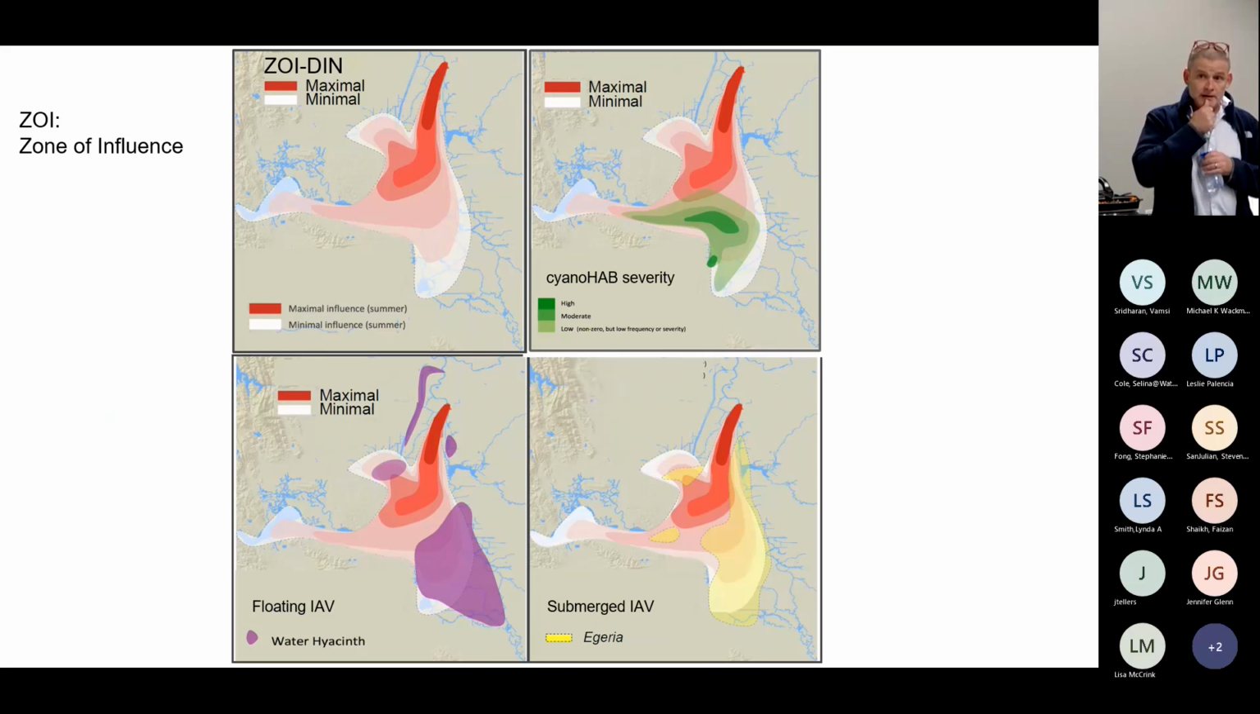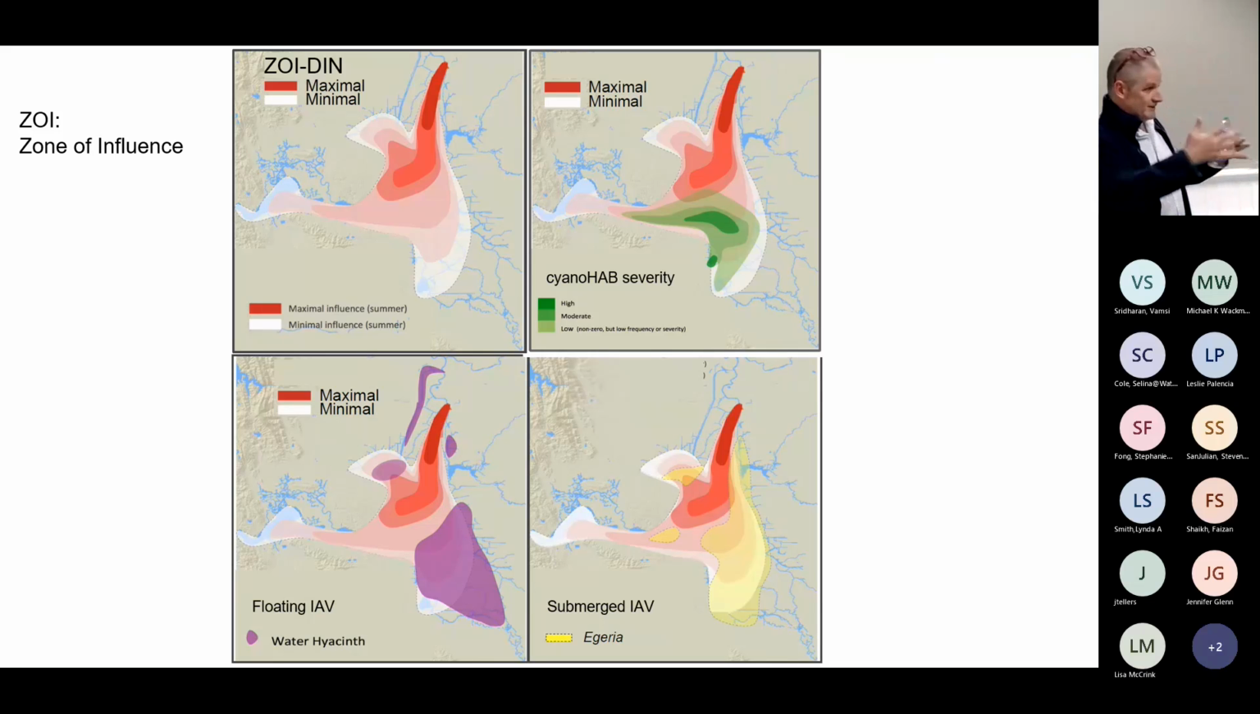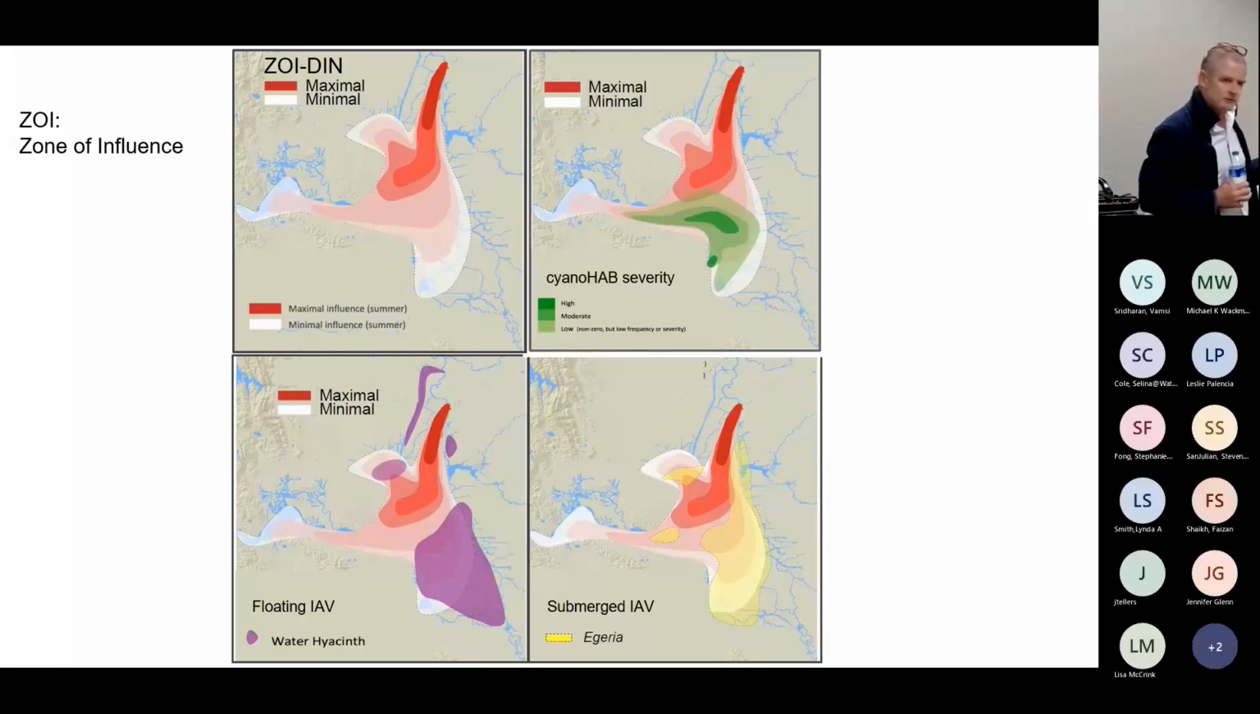and similarly, floating invasive aquatic vegetation, water hyacinth or Egeria. These are all things that are quite distant from at least the core of this zone of influence. In addition, one of the things we needed to understand is how far this zone of influence is felt, and at what magnitude. And that's one of the key things we were exploring. In addition, as I noted earlier, we're not currently simulating invasive aquatic vegetation. We're not currently simulating cyanoHABs.